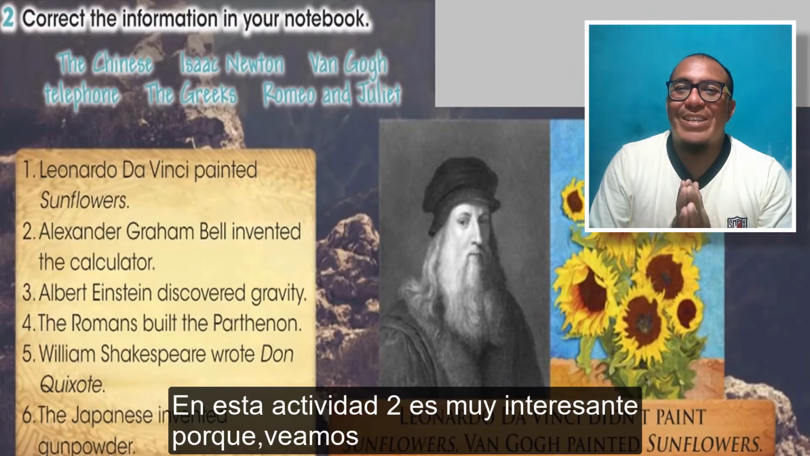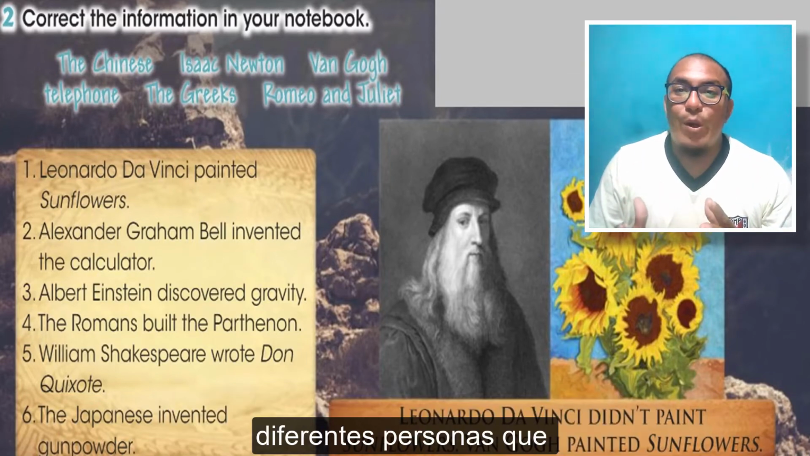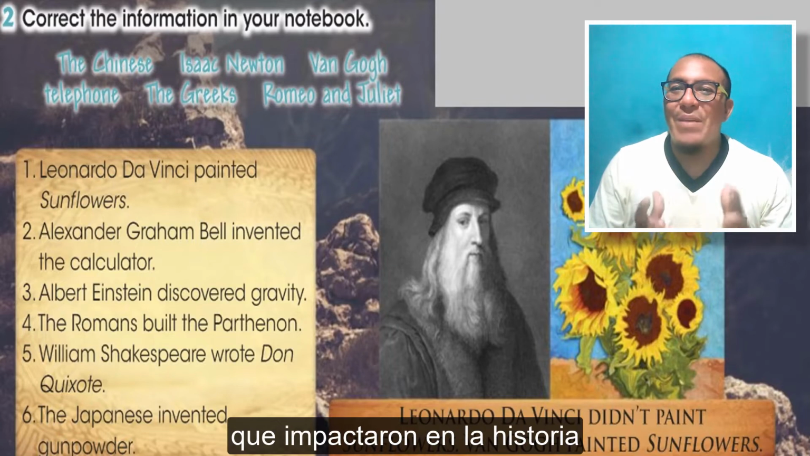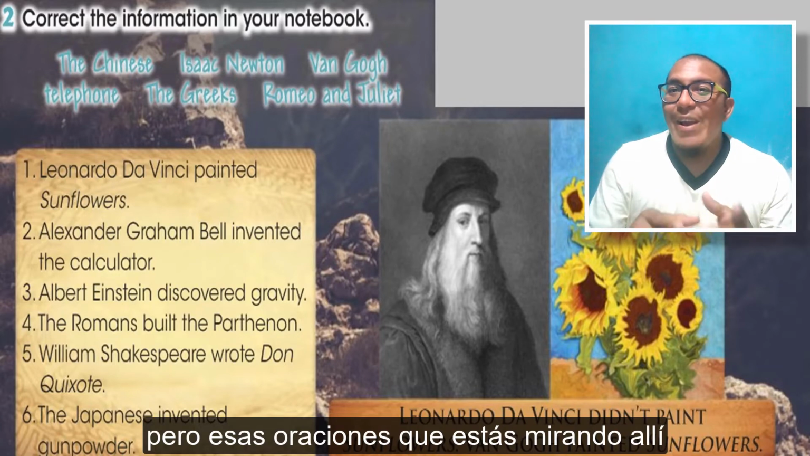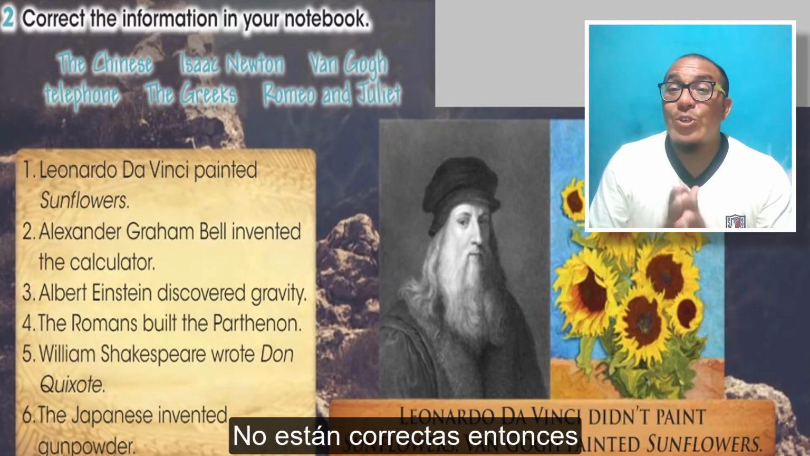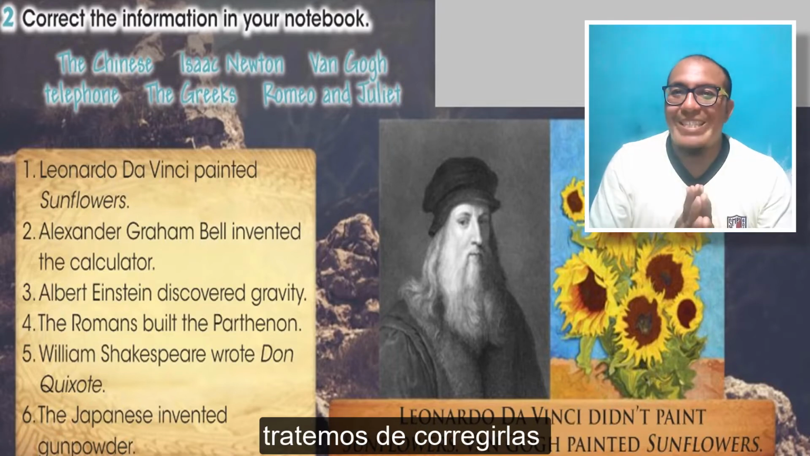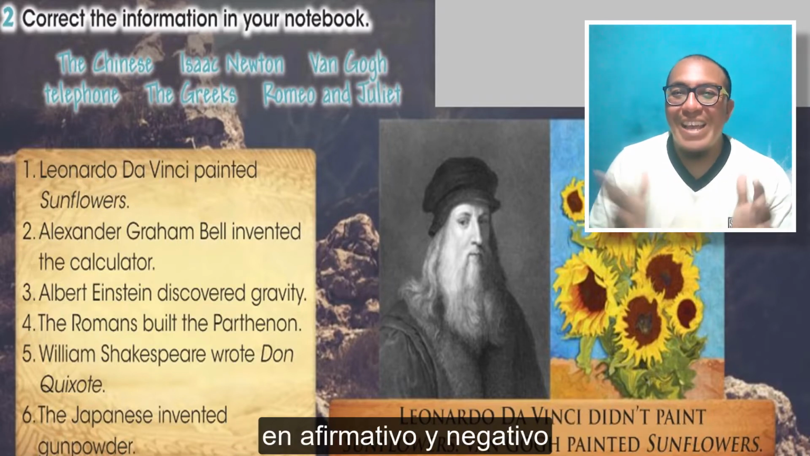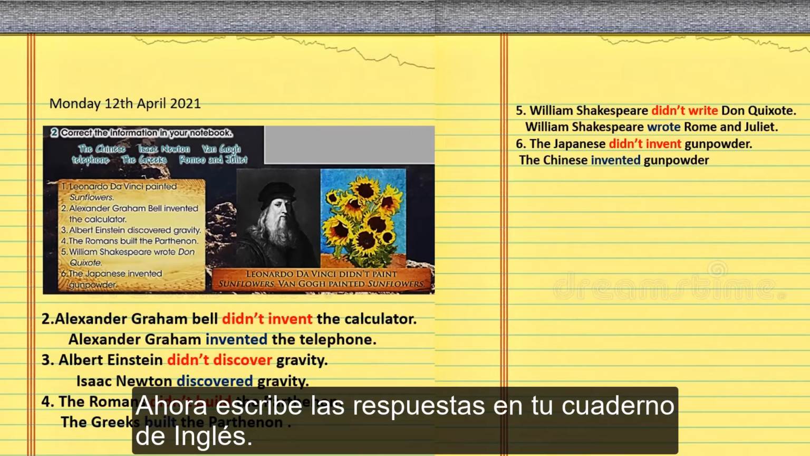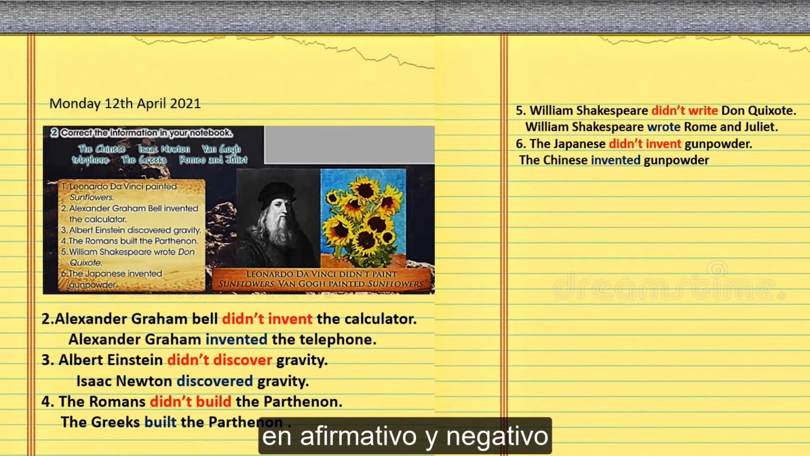In this activity number 2, it's very interesting because let's see different famous people that had a profound impact on history. But these sentences that you are looking at there are not correct. So pay attention to the alternatives above and let's try to correct them. Of course, let's use the past in affirmative and negative. Let's do it. Now write the answers in your English notebook, paying attention to the sentences in affirmative and negative.